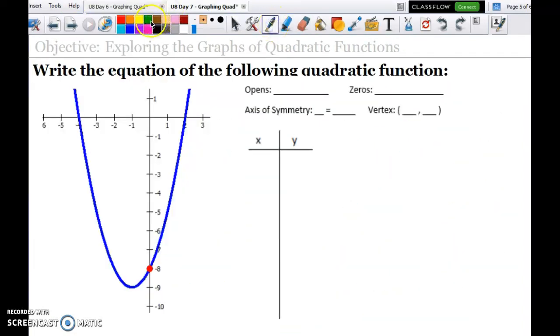All right, let's try another one. So now I have an equation, I have a graph. I keep messing that up. It's early in the morning.